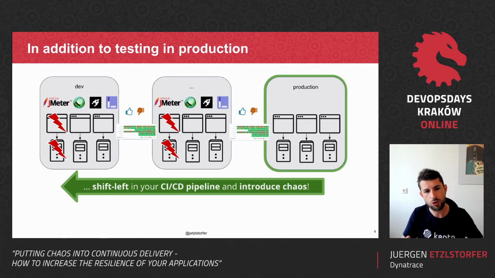The idea is really to shift left in your CI/CD pipeline and introduce chaos. Actually, it's more in the CD pipeline and not so much in the CI part, but really introducing chaos early on in your stages, at least in the one before production, to evaluate the impact of chaos on your applications and find a way to increase their resiliency.